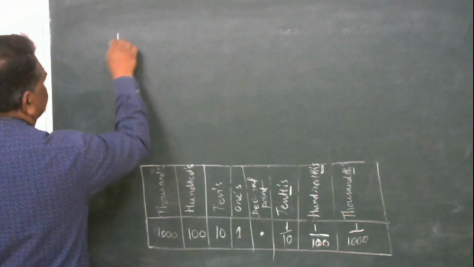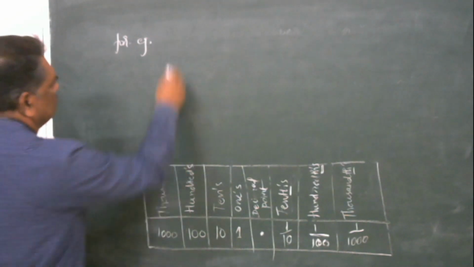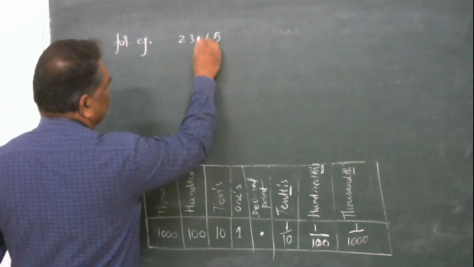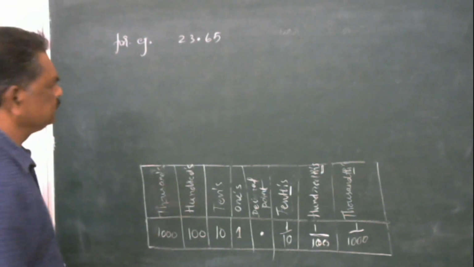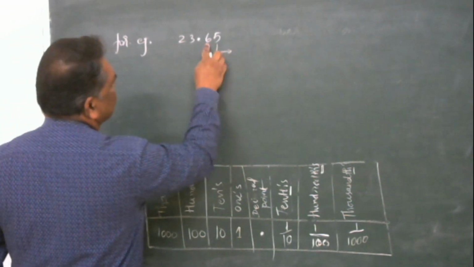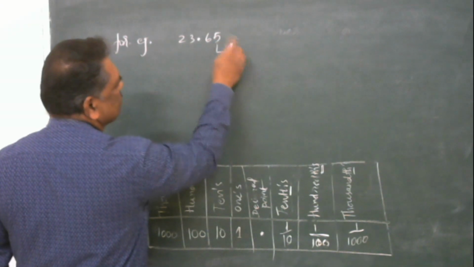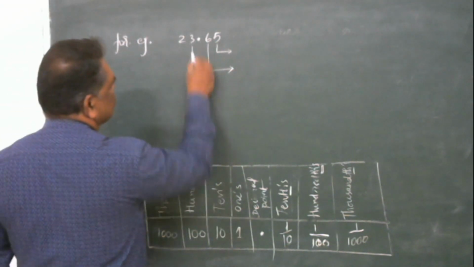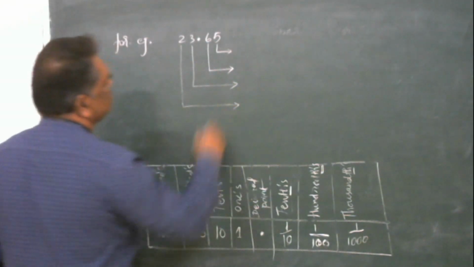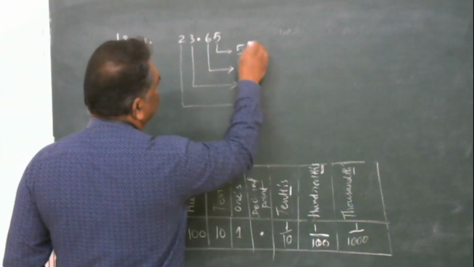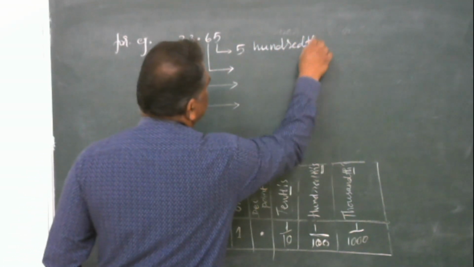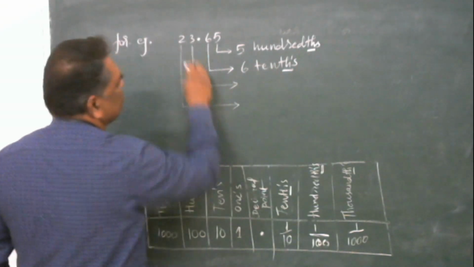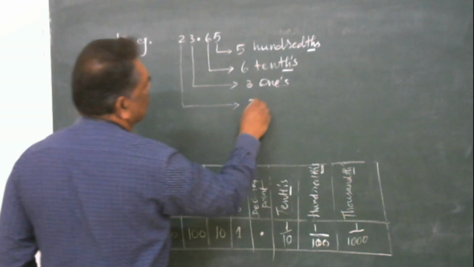For example, let me write 23.65. Here I have used 4 digits, 2, 3, 6, 5, separated by a point called the decimal point. So from this, what do you understand? 5 is in the hundredths place. This 6 is in the tenths place. This 3 is in the ones place. This 2 is in the tens place. So this is 5 hundredths, 6 tenths, 3 ones, 2 tens.